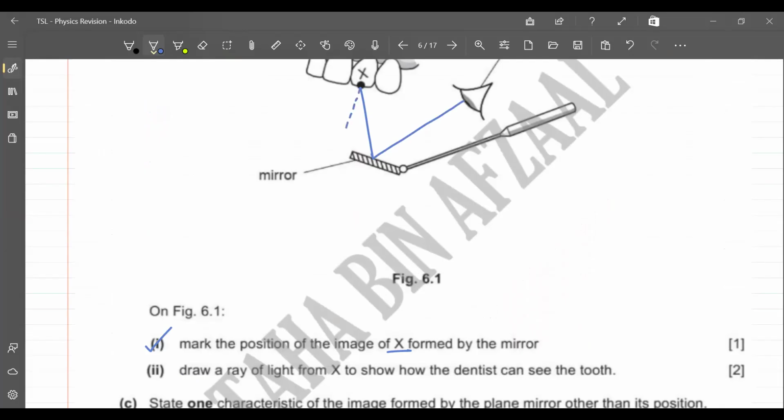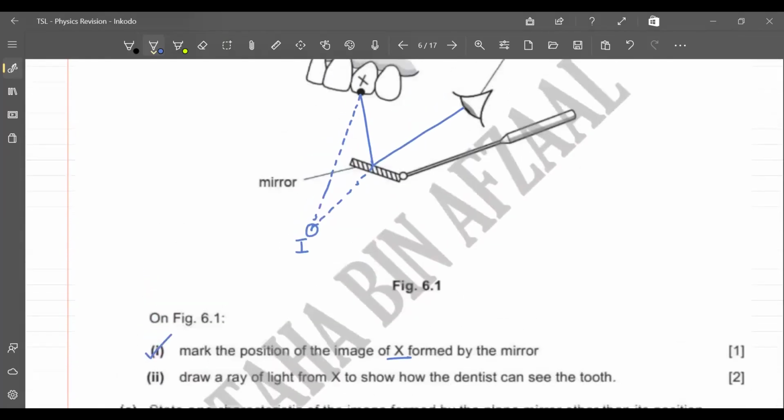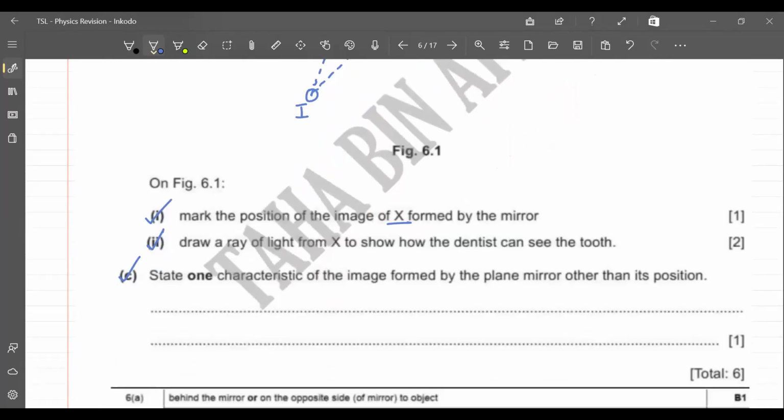So you can make a line like this. The distance of the image should be at an equal distance from the mirror, right? So this should be your image behind the mirror, okay? So this is how rays are reflected. Images are formed behind the mirror, okay? Next is, draw a ray of light from X to show that the dentist can see the tooth. So this is the ray of light that comes from point X, reflected from the mirror and back into the eye of the observer.